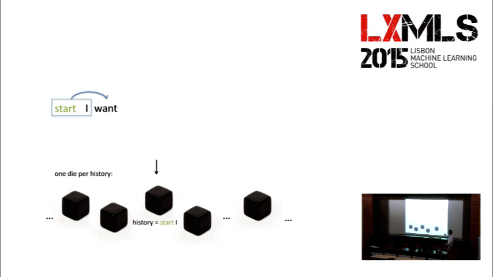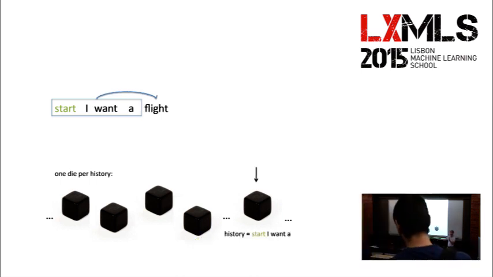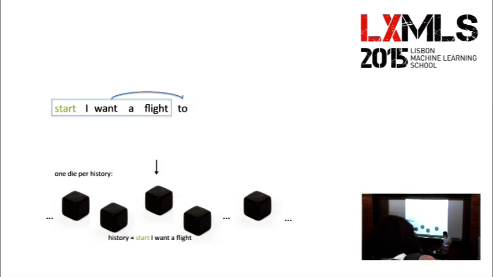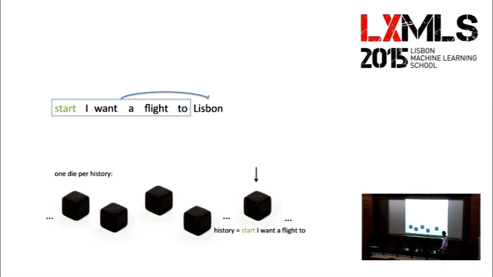But it lands on one side. You write down the word I. Then you have to go find the die that says start I. You roll it, and it comes back with want. Now you have to go find the die that says start I want. You pick it up, roll it, and it comes back and says a, and so on. Every time we generate a new word, we have to go get a die with a longer history. So now we've got a die that says start I want a flight. Pick up that die, roll it. It gives us a probability over words. We get to, and then Lisbon the next time.